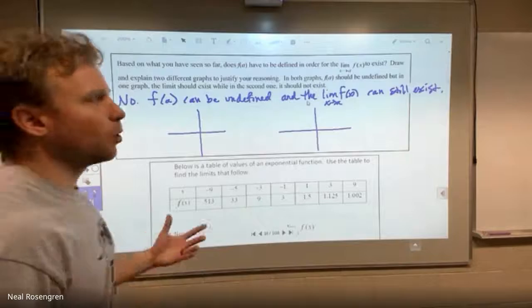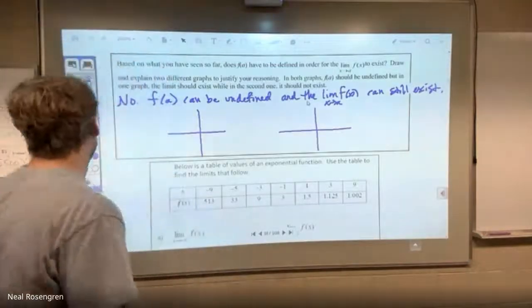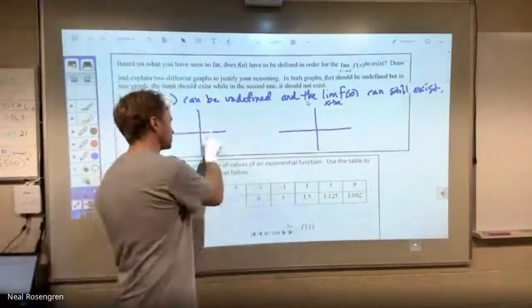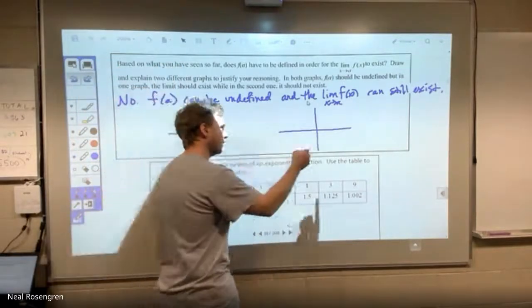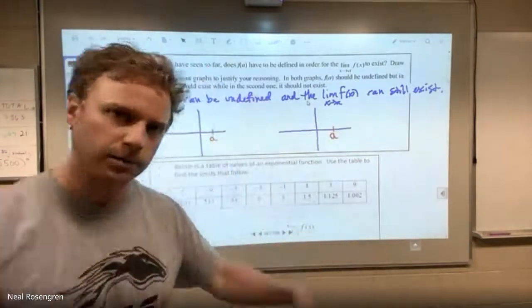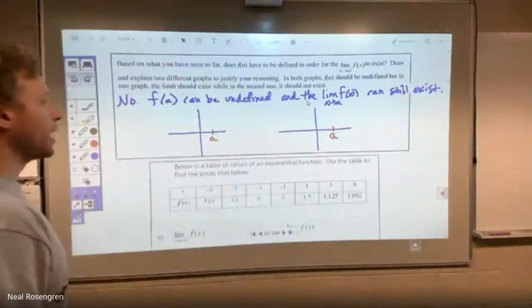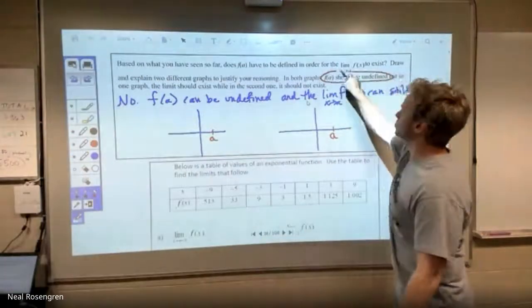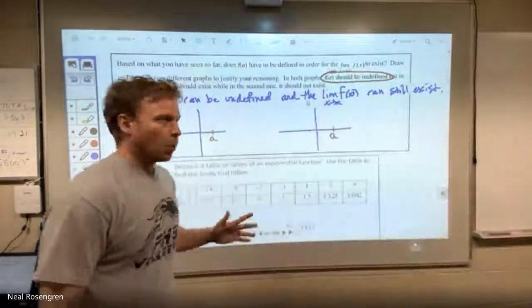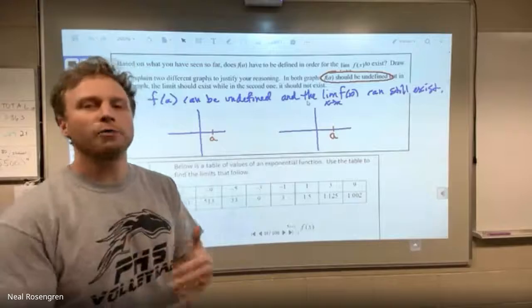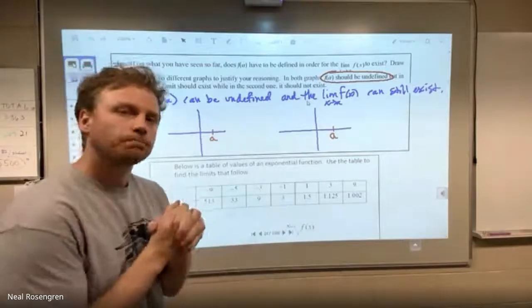And what they want us to do in these graphs is pick a spot for a. Like, a is here, let's pick the same a value, whatever it is. I'm just picking a nice positive number. And we want f of a to be undefined. So we're going to draw 2 different graphs where the value of f of a, not the limit, but just the value of f of a, is undefined for both. So don't put a point.